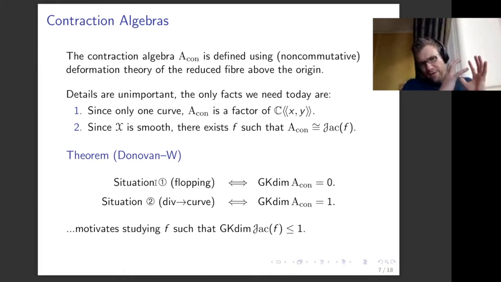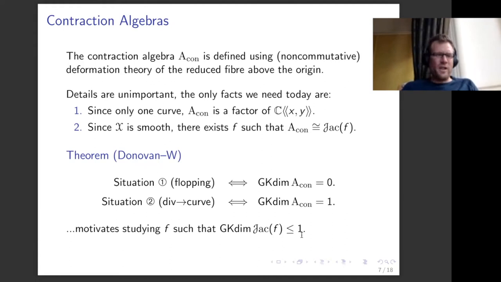And so if I put that into more fancy language that matches my earlier part of my talk, I am a flopping contraction if and only if my algebra is as small as possible, so it's finite dimensional as a vector space, or GK0, a divisorial contraction to a curve if and only if my GK dimension is precisely 1. And so the 1 is matching the dimension of the curve which is supported on. And so in particular, because the contraction algebra is a Jacobi, this motivates us wanting to study and perhaps classify Jacobi algebras of small GK dimension, where small is 0 and 1. And I do appreciate that 0 and 1 are very small and there are other small numbers. But for today, when I say small, I really do mean 0 or 1.